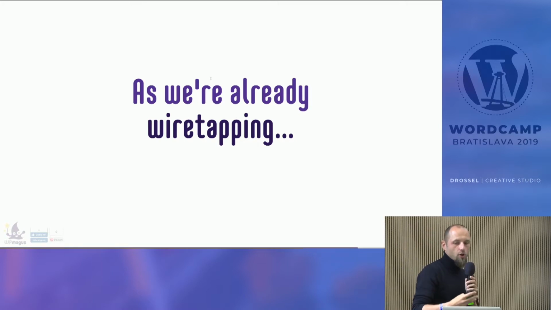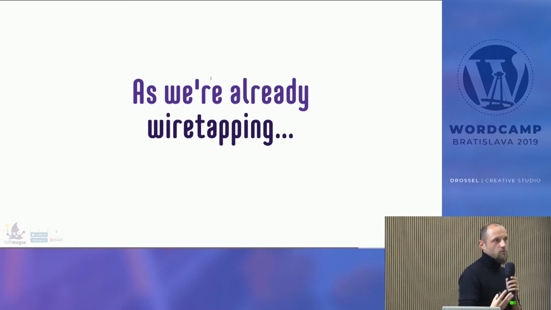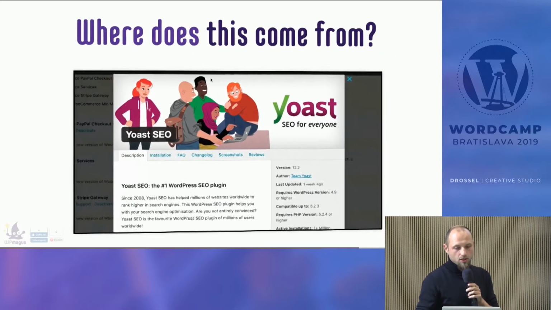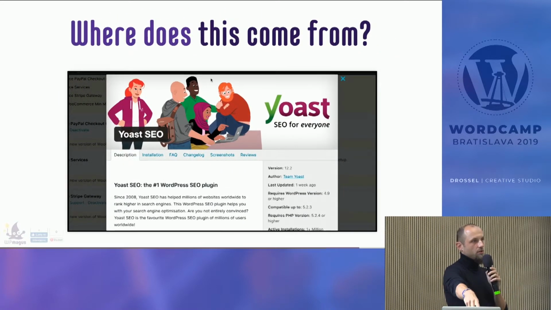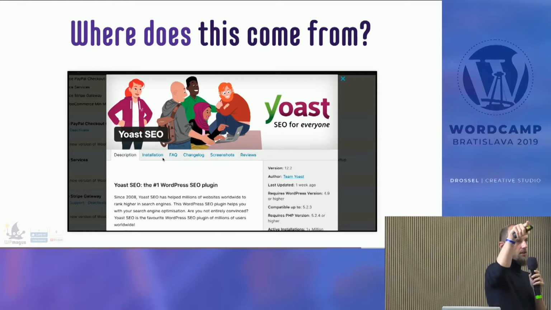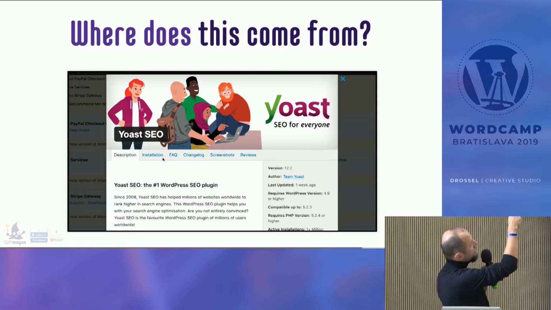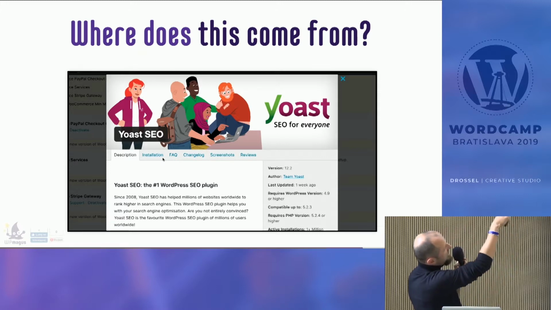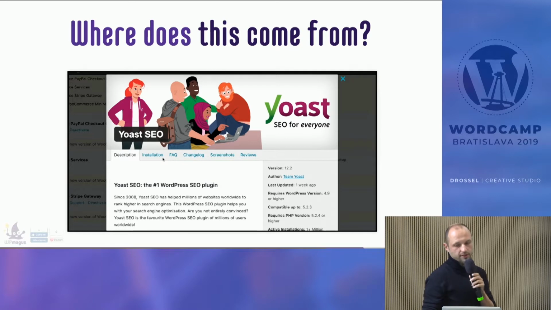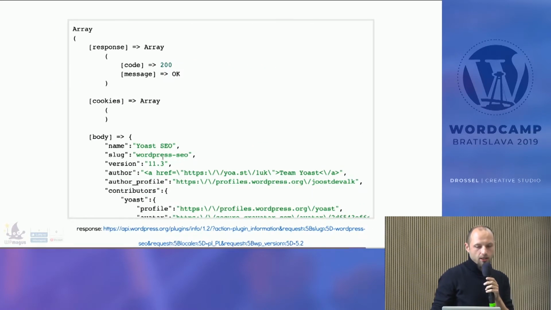So if we're already wiretapping and listening and checking our WordPress, do you know where this comes from? All that information. When you're on the plugin screen, you click more info about the plugin, and there's this screen, Yoast SEO, the banner, the description, and so on and so on. Anybody? Well, it's from the WordPress repository. Yeah, it's from the WordPress repository.